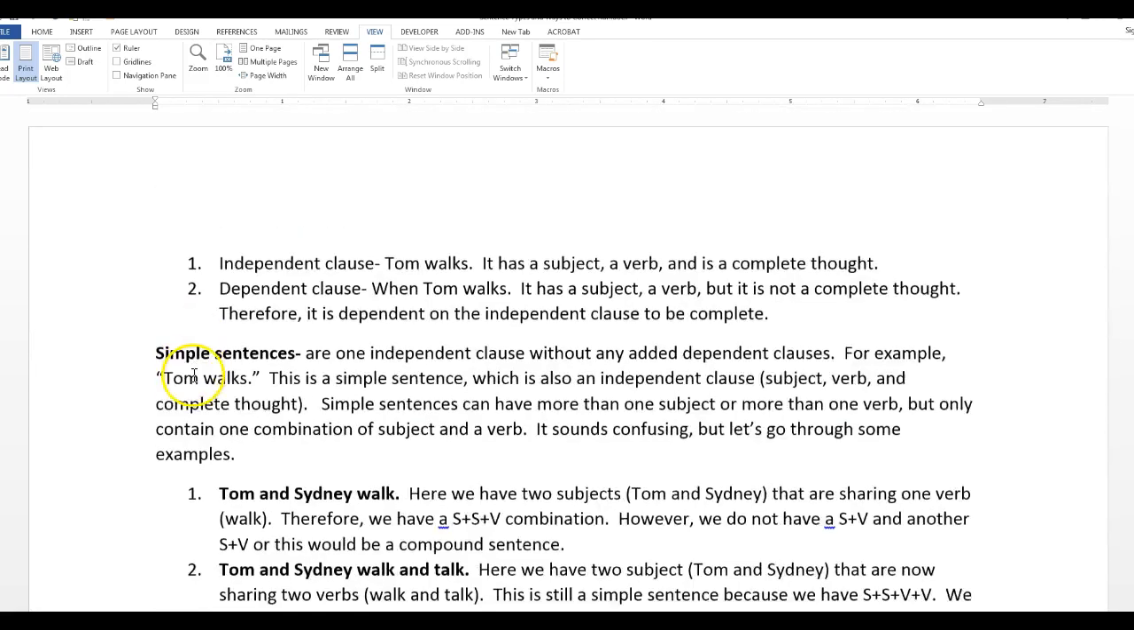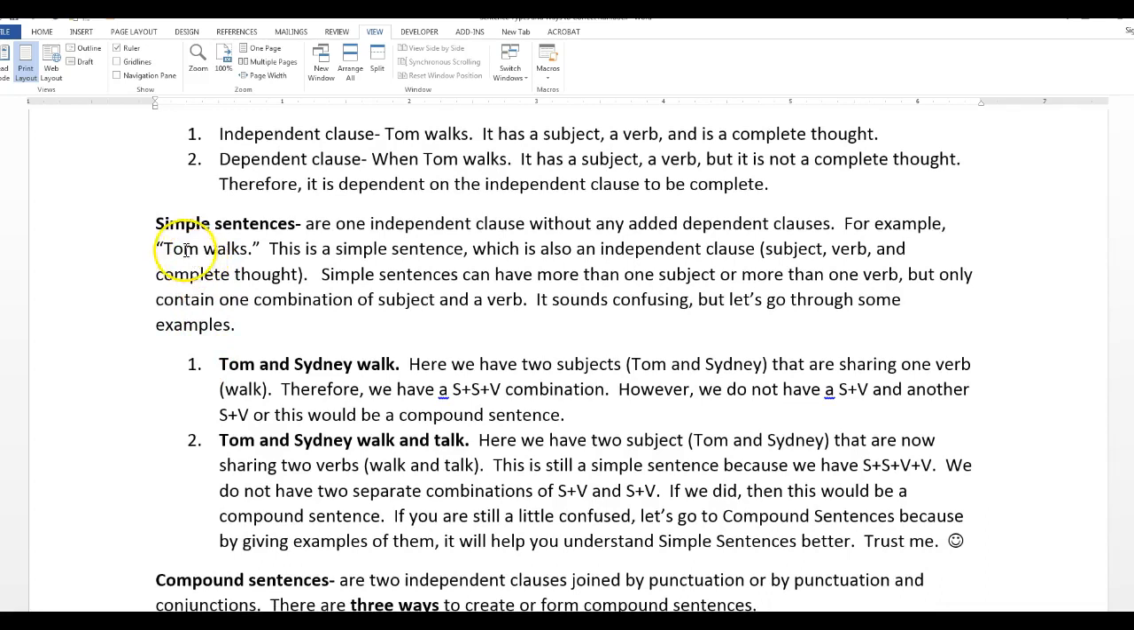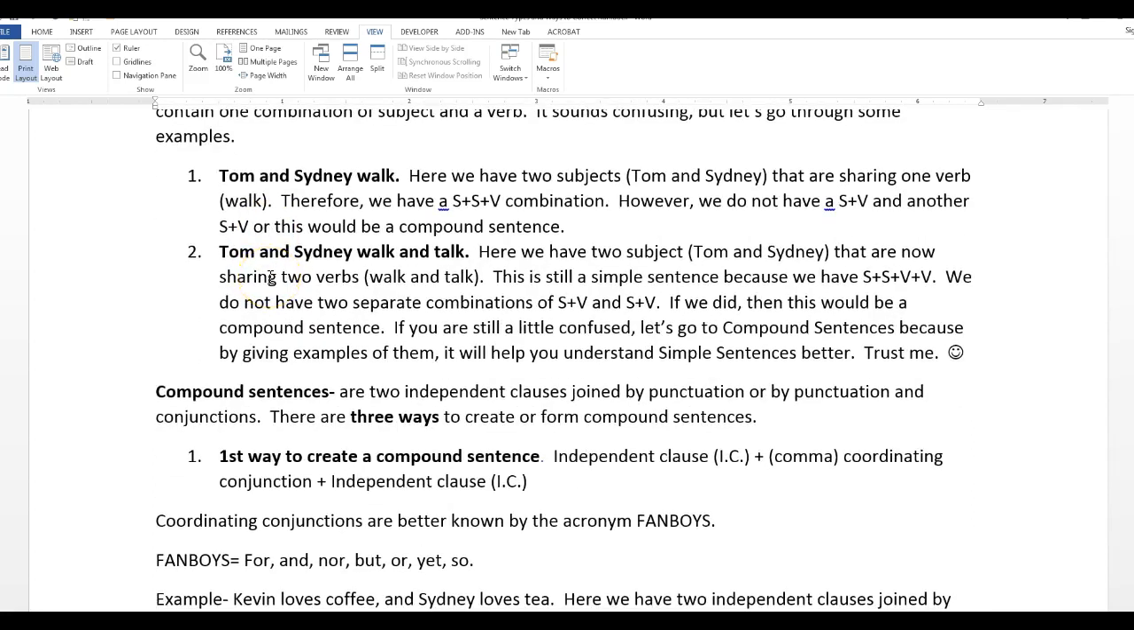If we go back down here, a simple sentence, for example, Tom walks. It has a subject, Tom, and a verb, walks. Tom walks. Does that make sense? Is it a complete thought? Yes. Therefore, this is a simple sentence. You can read this over a little more in detail.